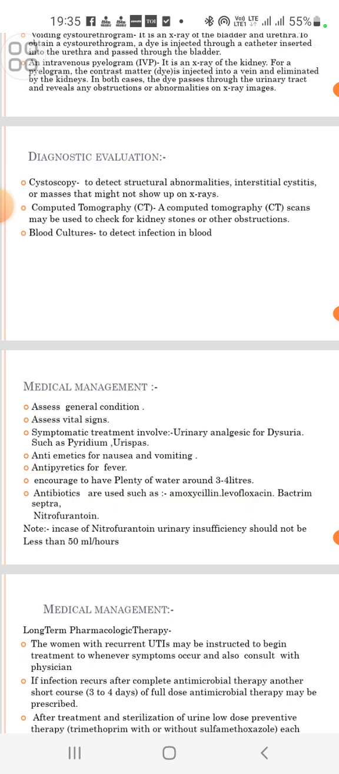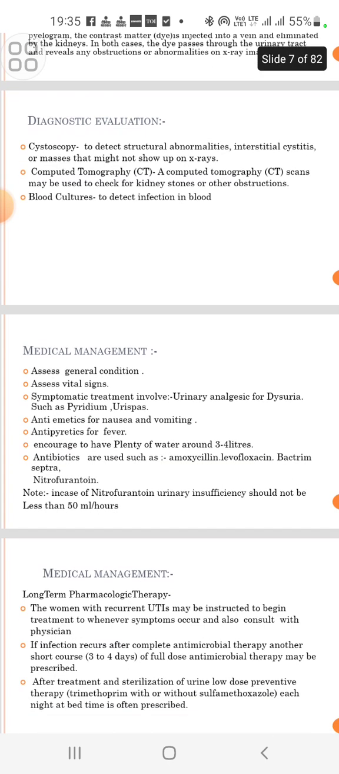Along with that, to control the infection, we can consider antibiotics. Many antibiotics are there for controlling the symptoms or resolving the infection: amoxicillin, levofloxacin, Bactrim, and many more. And now we can have the urinary antiseptic also, nitrofurantoin. This is also one of the drugs used to lower the impact of the infection.